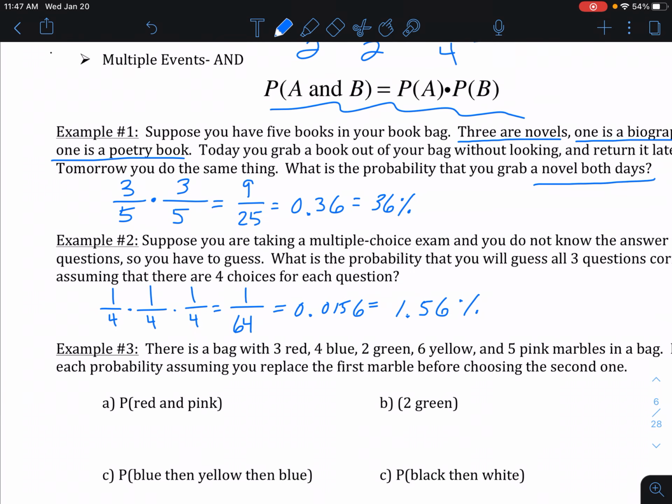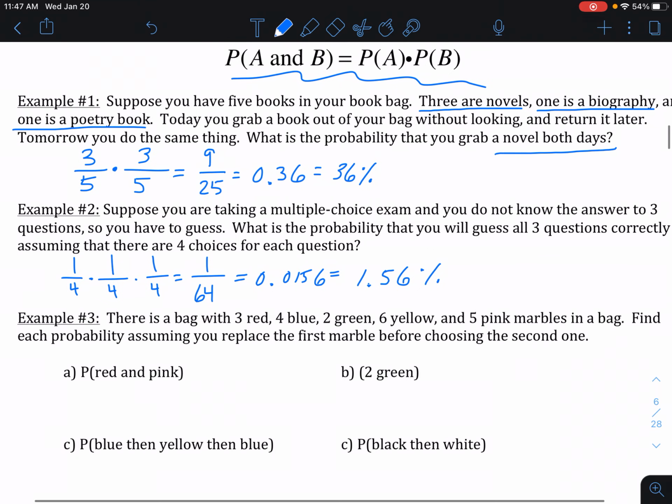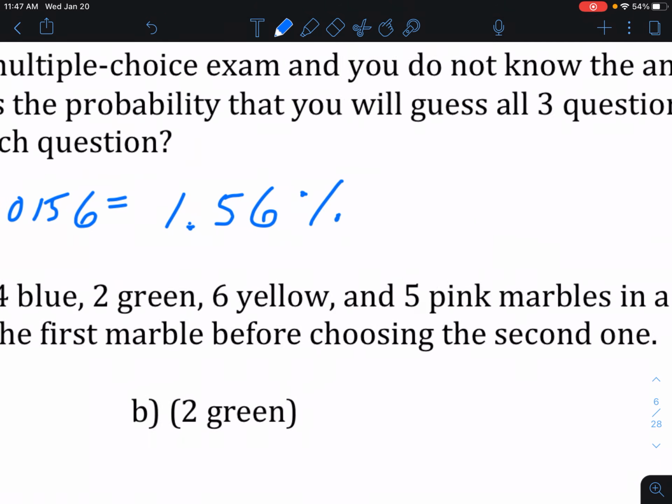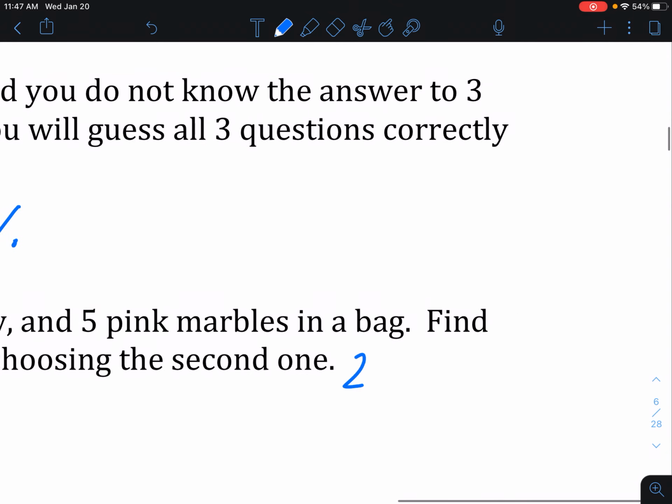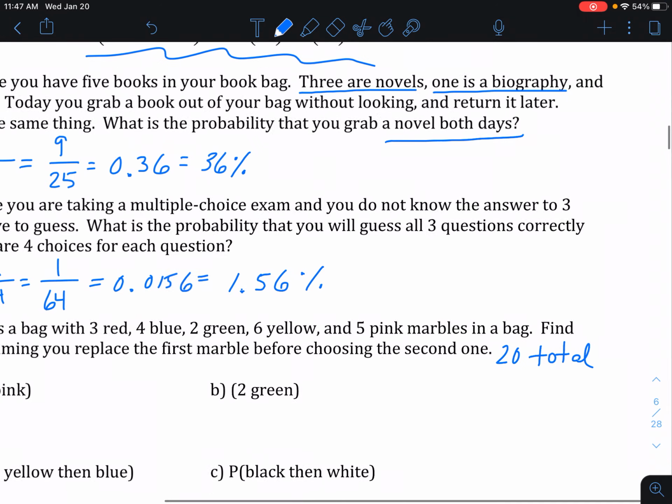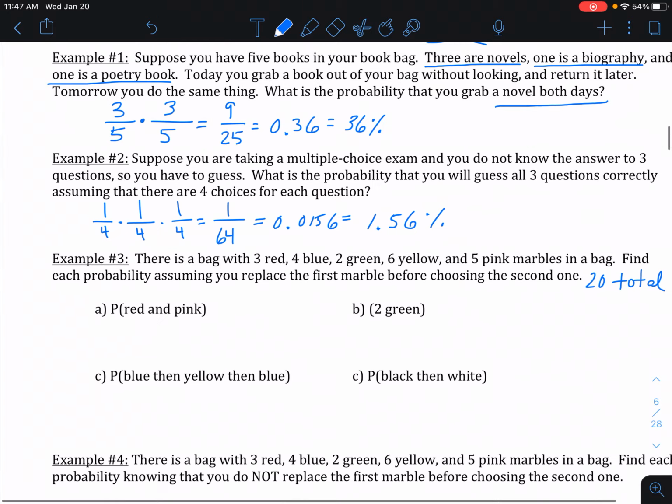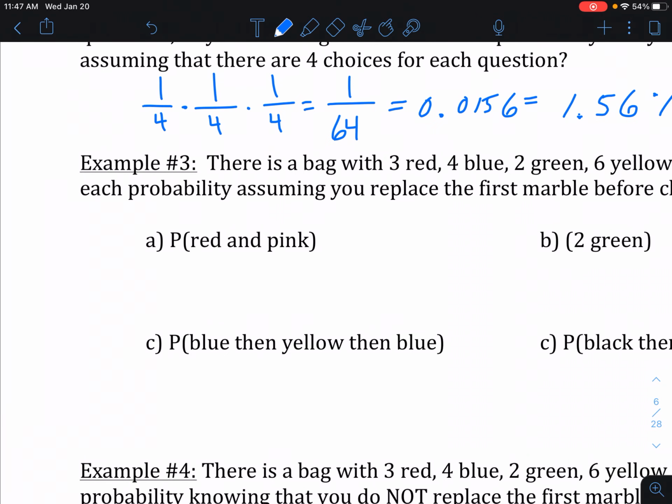Example 3, there's a bag with 3 red, 4 blue, 2 green, 6 yellow, and 5 pink marbles. Find each probability, assuming you replace the first marble before choosing the second one. Okay, let's make a note that there are 20 total marbles. So we have 4 individual problems or situations that we're going to do.